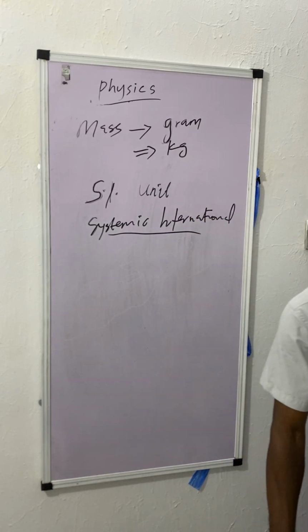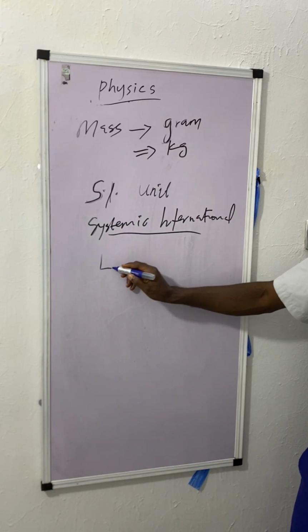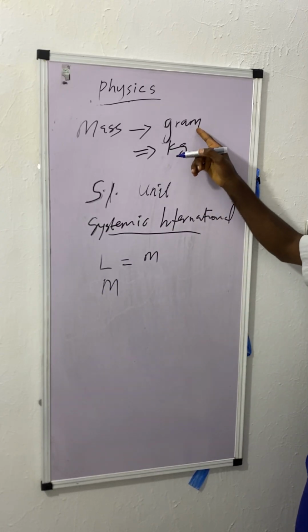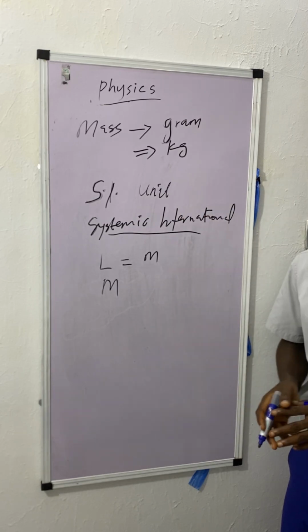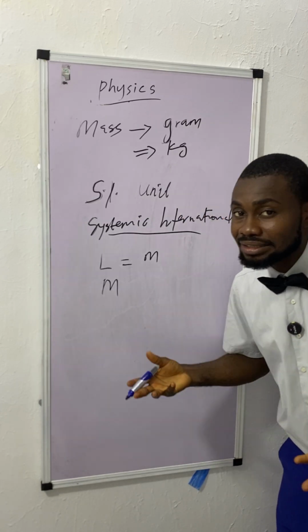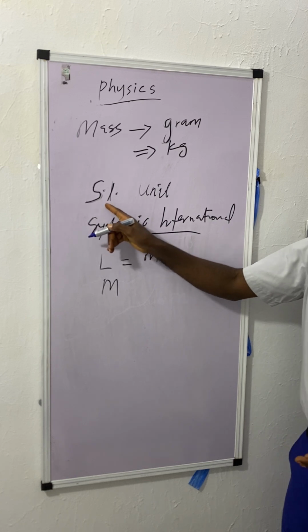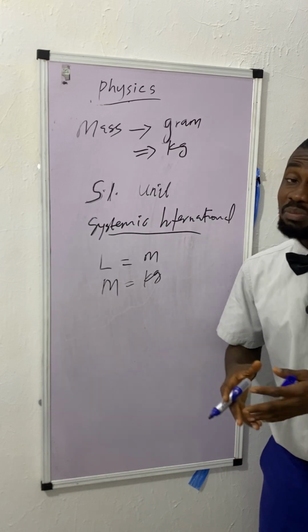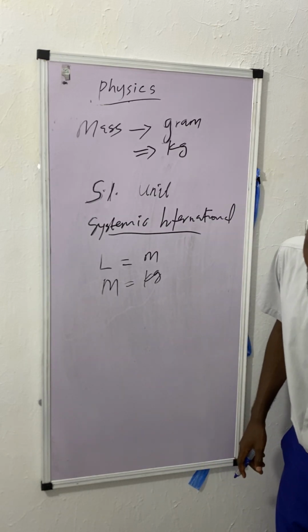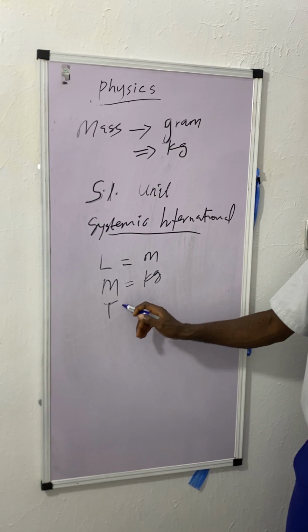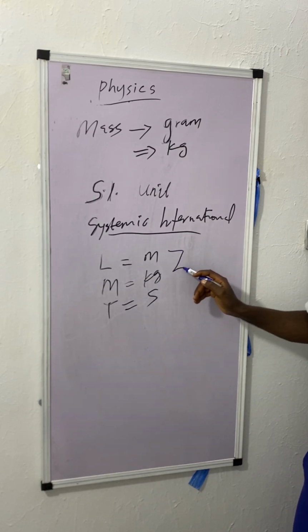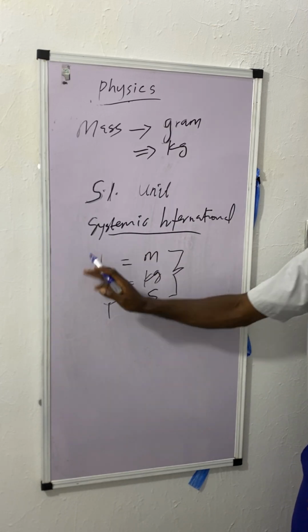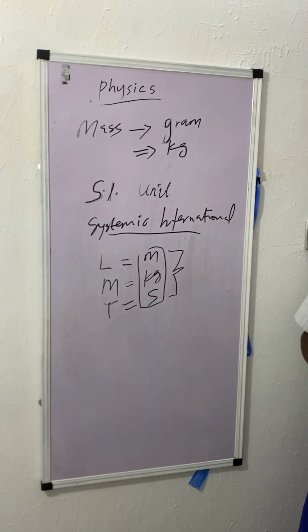So you have to know them. For example, that of length is meter. That of mass: mass can be measured with gram, mass can be measured with kilogram. But how do we choose the one that is standard? Through the SI unit. The standard unit of measuring mass is kilogram, kg. That doesn't mean that mass can't be measured in grams. So you have to understand the SI units. Time is measured in second. So these three are the most important fundamental physical quantities and their units. As simple as that.